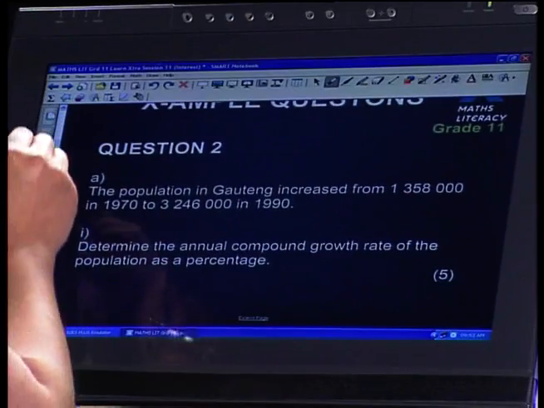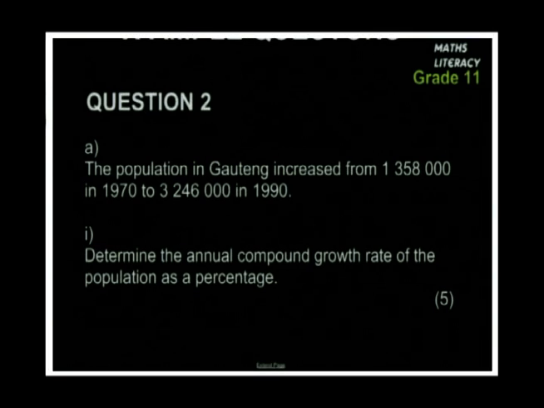Question number 2. The population in Gauteng increases from 1,358,000 in 1970 to 3,246,000 in 1990. Determine the annual compound growth rate of the population as a percentage.